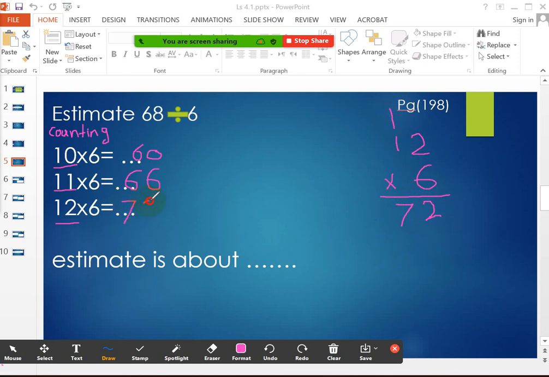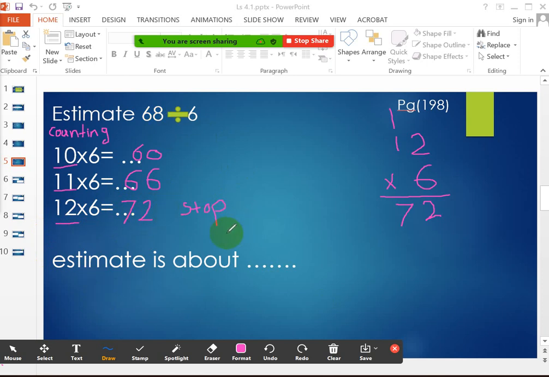Look, the number here becomes greater than 68. So we have to stop, as we said, right? Stop. If this number is less than 68, I have to continue the multiples. Then that means I will choose the next counting number, which is 13 multiply 6, 14 multiply 6, etc. But when the answer becomes greater than 68, that means I have to stop.